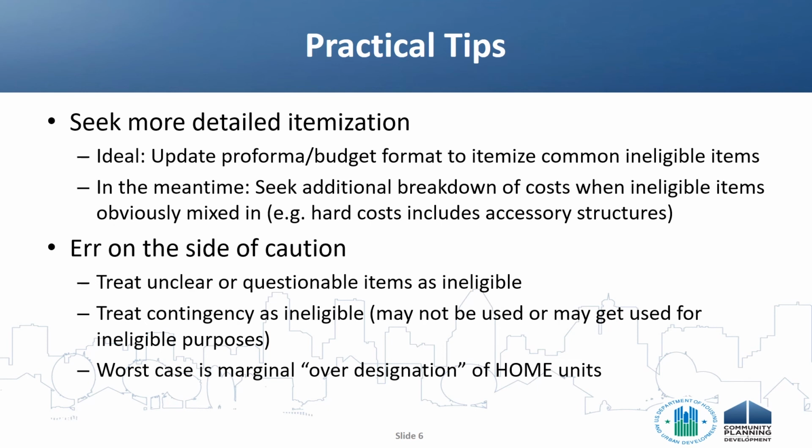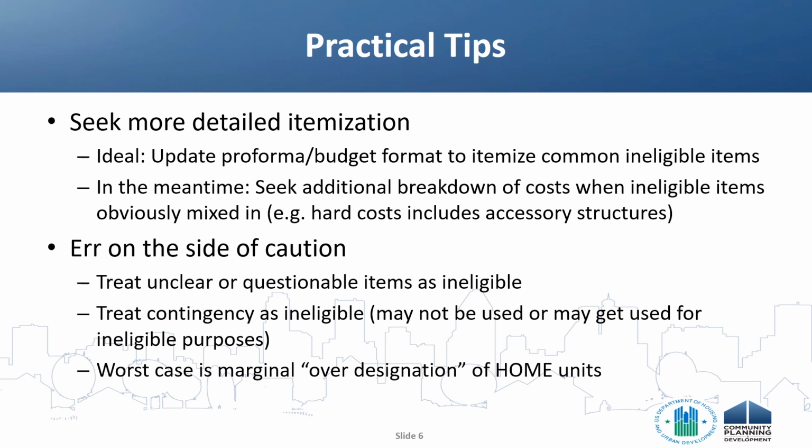Additionally, it's a good idea to exclude any budgeted contingency and treat that as an ineligible cost too. There are two reasons for this. First, it's possible the contingency won't get used at all. On the other hand, even if the contingency is used, we don't know if it will be needed for costs that are HOME eligible or costs that are ineligible for HOME funding. Maybe the contingency gets used towards unexpected off-site infrastructure costs, which have to be excluded anyway.